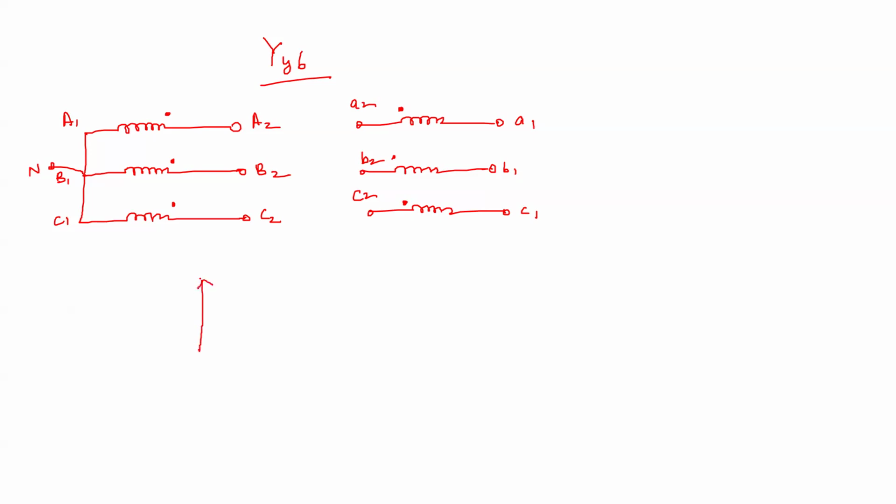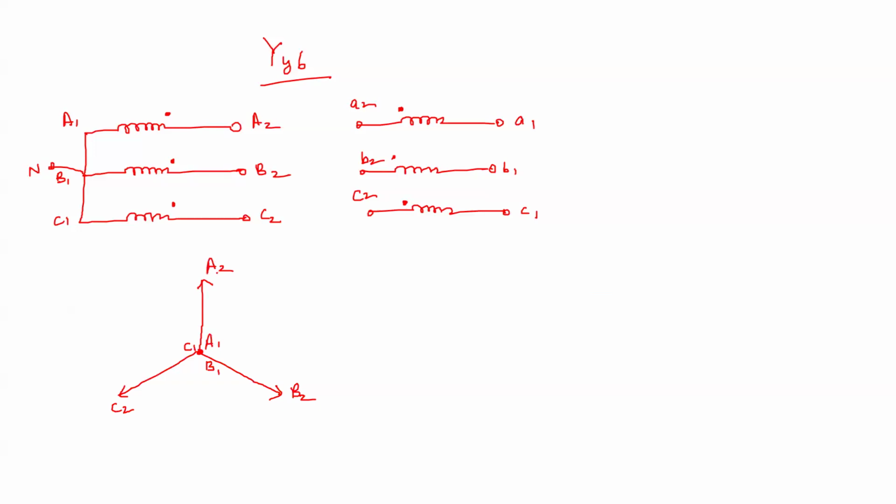So this is A2, A1, B2, B1, C2, C1. You can see that in this vector diagram, A1, B1, C1 are shorted, similar to the actual diagram. A1, B1, C1 are shorted. Now this is the position. Now I have to draw this Yy6.